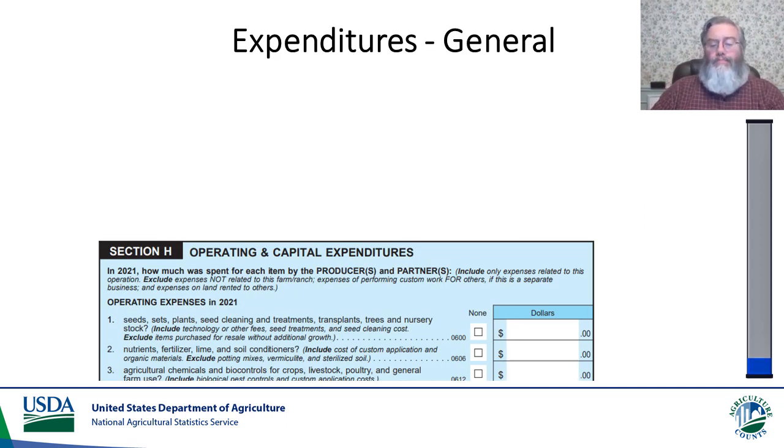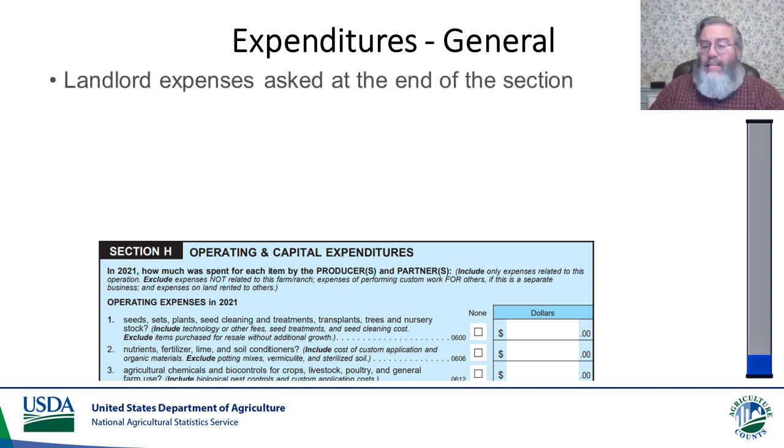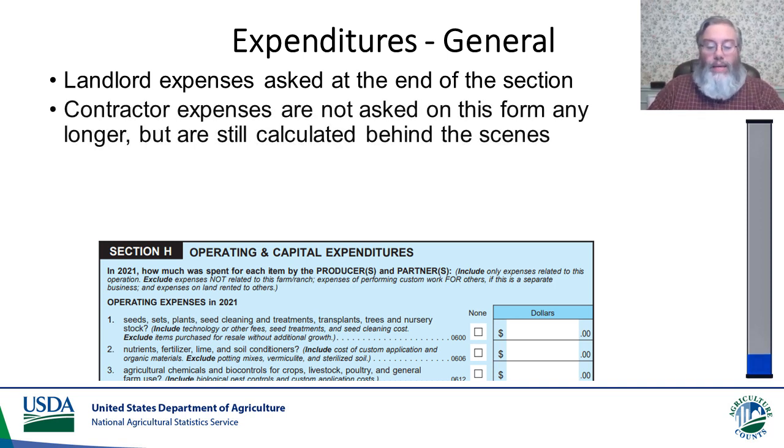Not too long ago, each question in this section was broken down into 3 parts, recognizing that the total expenses incurred by the operation may have been paid by producers, landlords, or contractors. Now, most of these questions in this section focus on items spent by producers and their partners. Specific expenses most likely to be paid by landlords are now asked at the end of Section H, and questions about contractor expenses were removed entirely from the form.